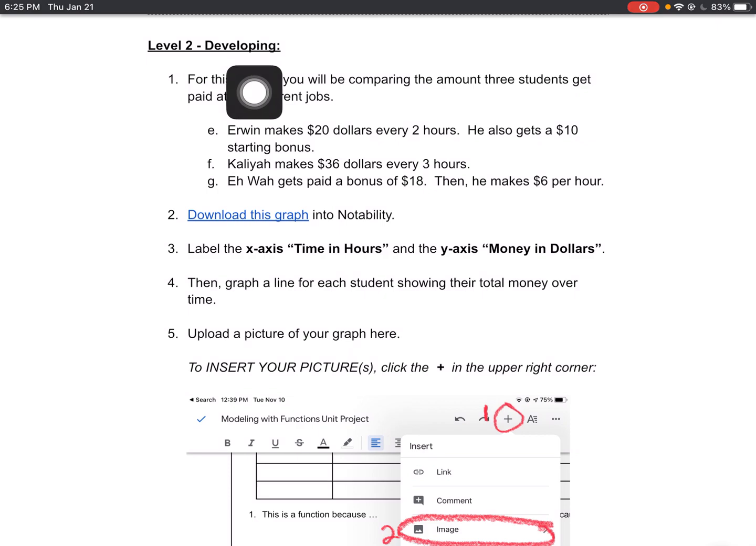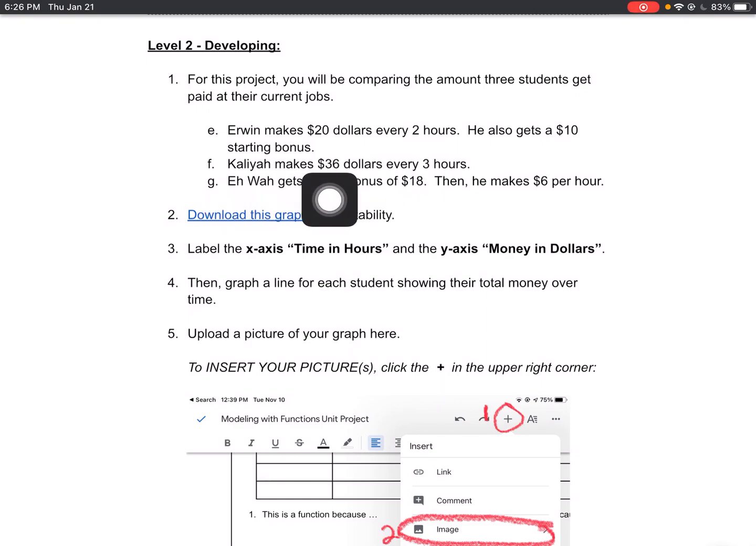For level 2, you're going to be looking at a situation involving current jobs. So for this project, you will be comparing the amount 3 students get paid at their current jobs. Erdwin makes $20 every 2 hours. He also gets a $10 starting bonus, which means he gets paid $10 when he starts the job, and then he gets paid $10 every 2 hours after that.